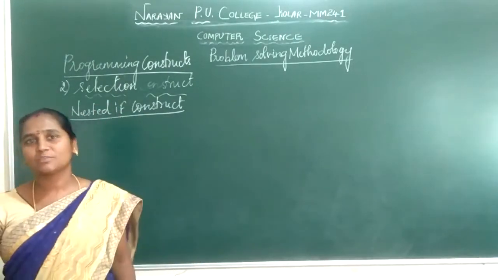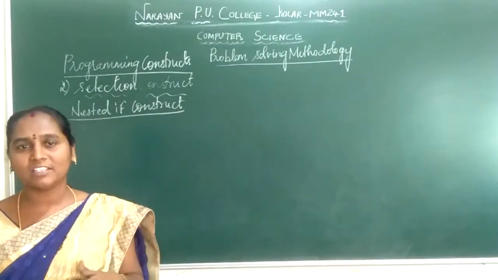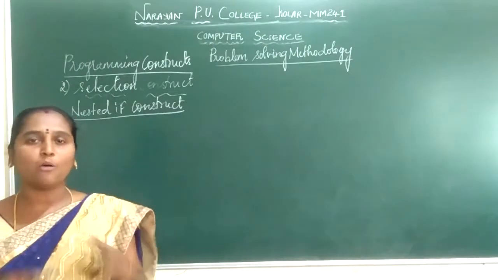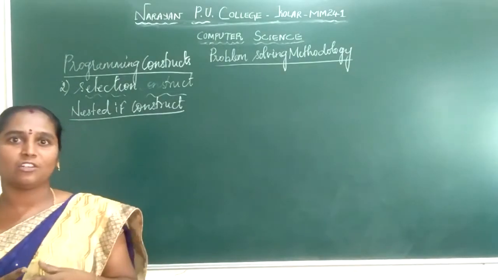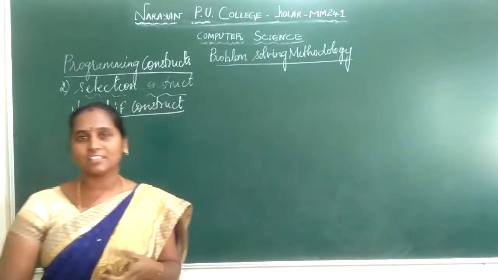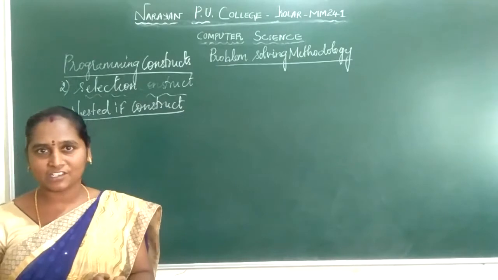Last class we discussed programming constructs. A programming construct is also called a decision construct. Based on that decision, you decide how a program can be well structured using a programming language. There we studied three types of construct: one is the sequential construct, the second is the selection construct, and the third is the iteration construct.